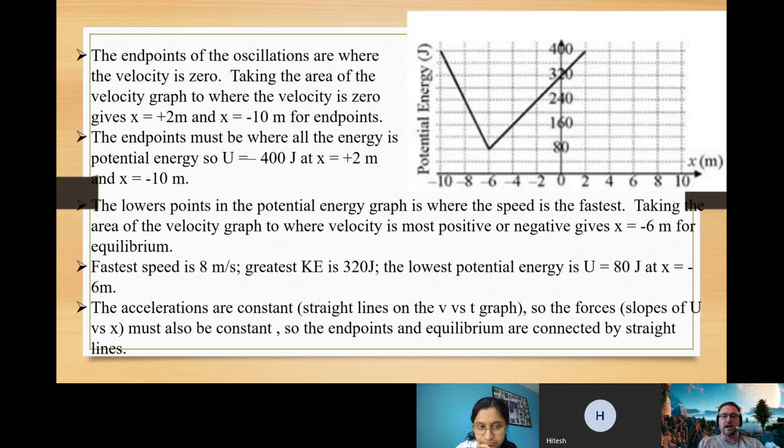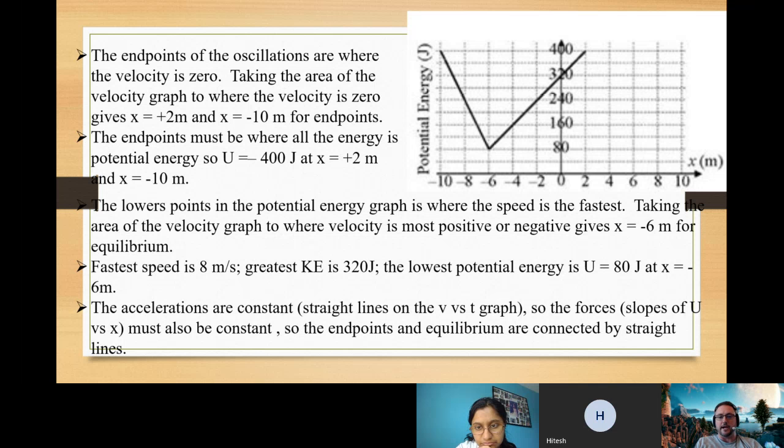So the lower points of the potential energy graph is where the speed is the fastest, and it is the fastest, obviously, because the speed must have been 0 at the endpoints, because on the graph it said it was 0. Where the speed is the fastest, taking the area of the velocity graph to where the velocity is the most positive or negative gives x equals -6 for the equilibrium. So again, equilibrium where everything is sort of balanced out. It all would equal 400.